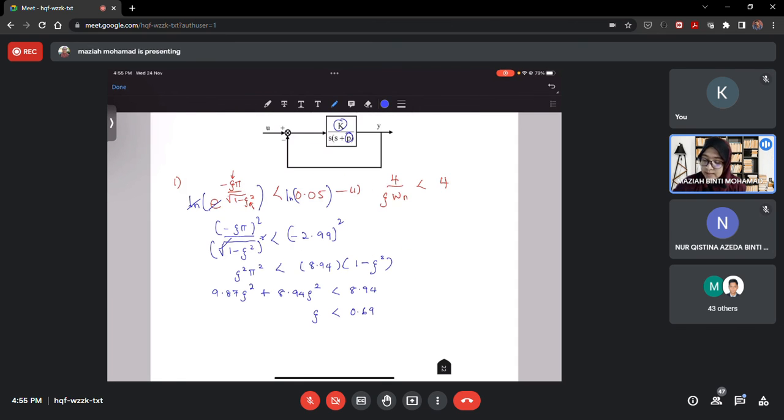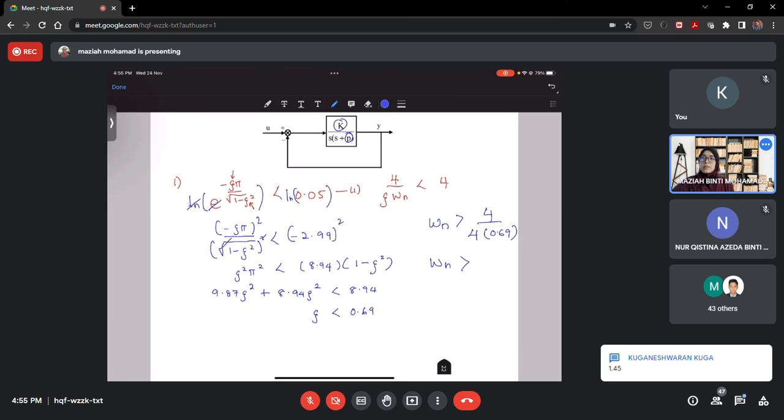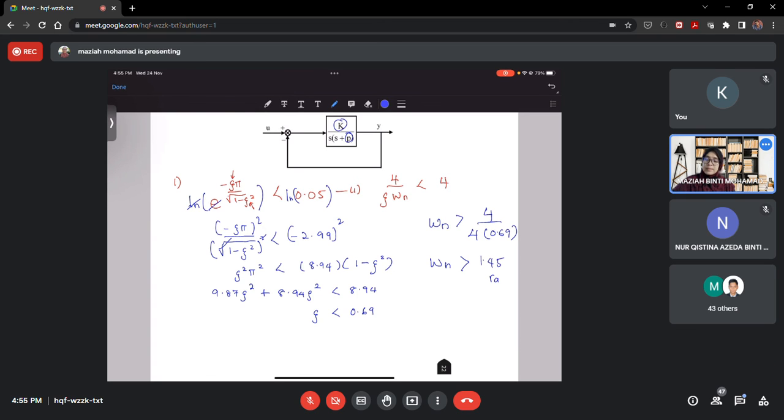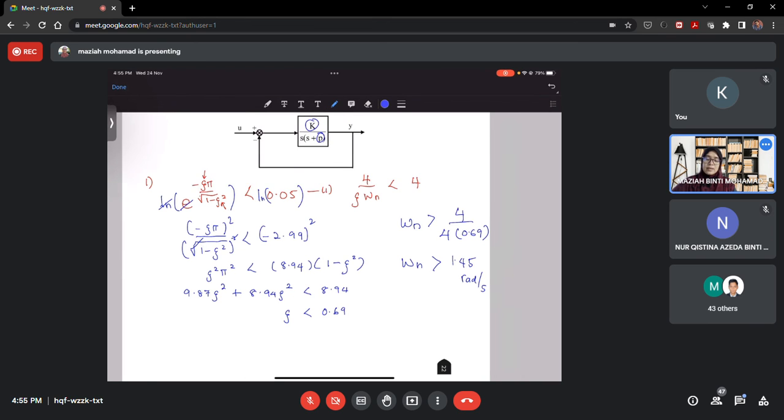All right, then we replace the zeta here. So we have omega n should be bigger than 4 divided by 4 multiplied with 0.69. Okay, so you get omega n should be bigger than 1.45. Right, so we determine the parameters, right?